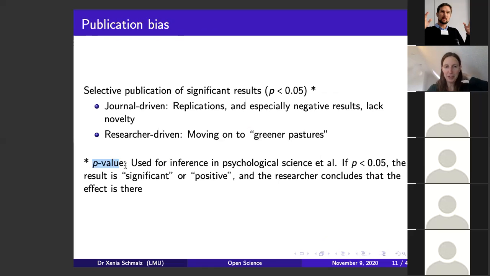So just as a formal definition of the p-value, it's the statistic that psychologists and some other fields use to draw conclusions from their data. So if the p-value is smaller than 0.05, they say that the result is significant or positive, and the conclusion is then that the effect is there. Whereas when it's not significant, when it's larger than 0.05, we don't really know what to conclude.